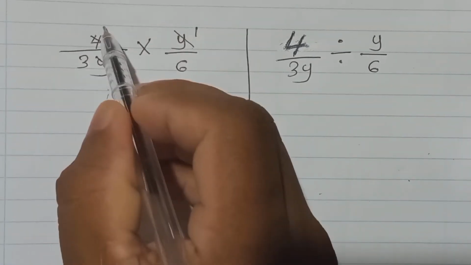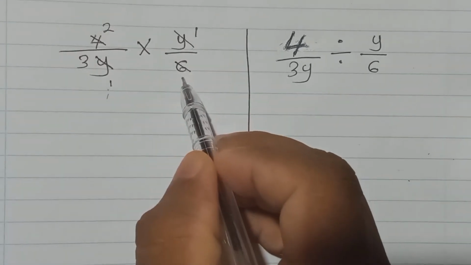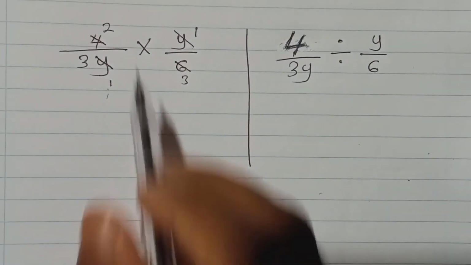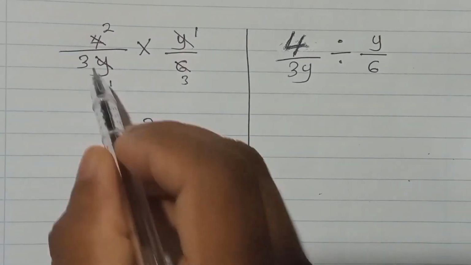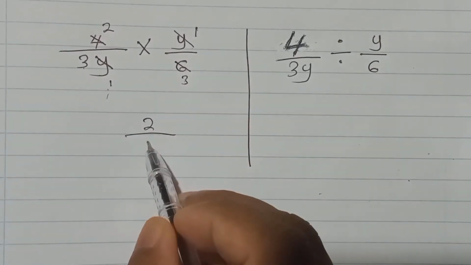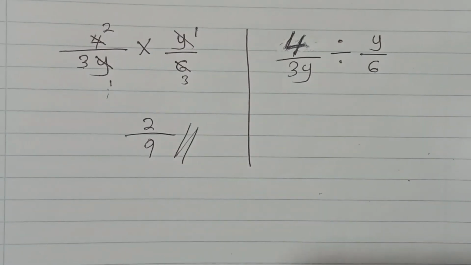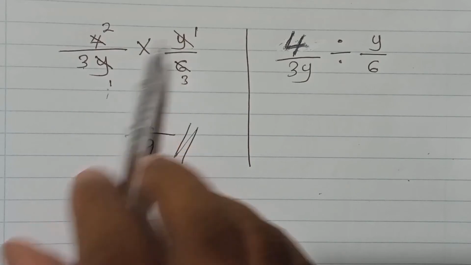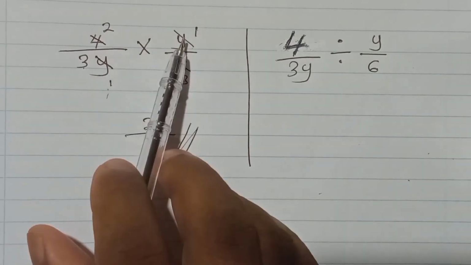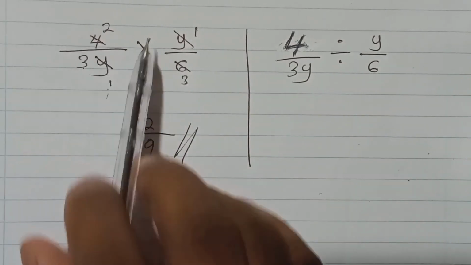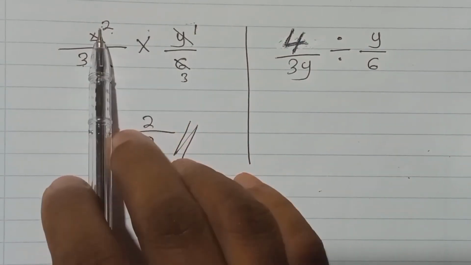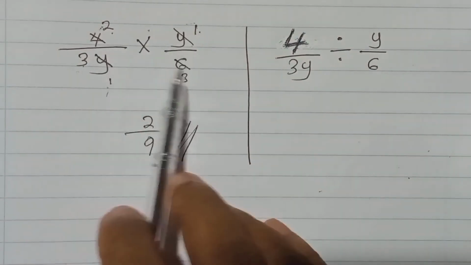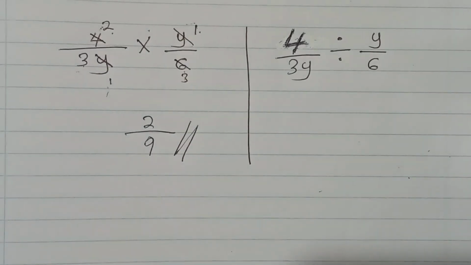How many 2 are there in 4? It is 2. How many 2 are there in 6? It is 3. Now your answer will be 2 times 1, just 2, and 3 times 3, 9. The answer will be 2 over 9. What you can cancel out, cut, and then with the remaining things just multiply numerator with numerator, denominator with denominator, and get the answer.